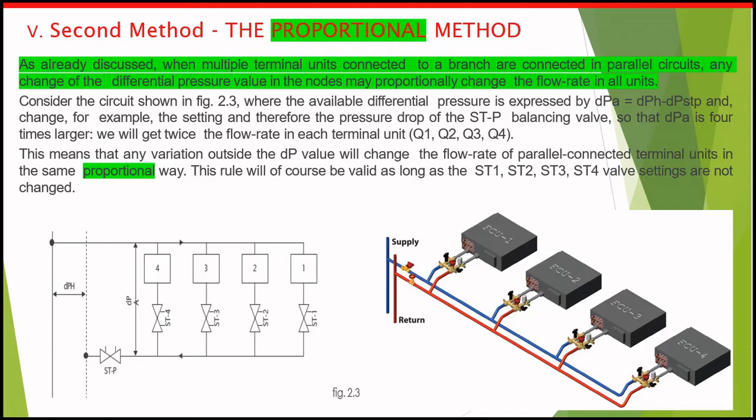As already discussed, when multiple terminal units connected to a branch are connected in parallel circuits, any change of the differential pressure value in the nodes may proportionally change the flow rate in all units. So this means any differential pressure change in any node here will affect the flow rate in any terminal, or in all terminals also.